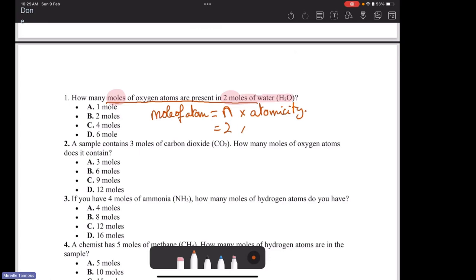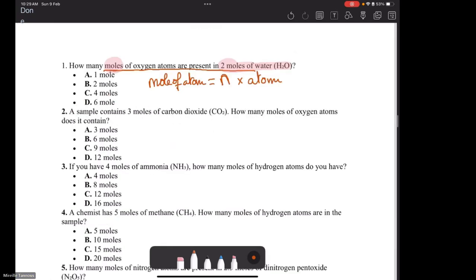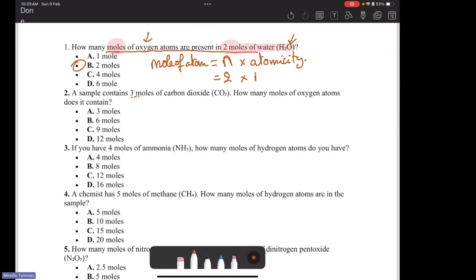So it is 2 times. We're talking about O. The atomicity of O is 1. So in 2 moles of water, I have 2 moles of oxygen. Another question: a sample contains 3 moles of carbon dioxide. How many moles of oxygen?